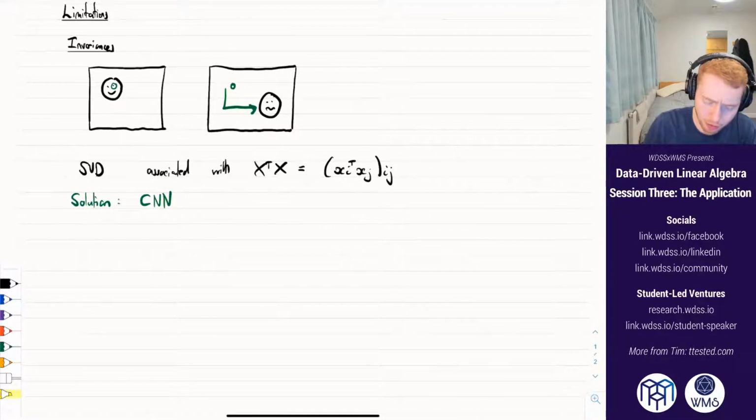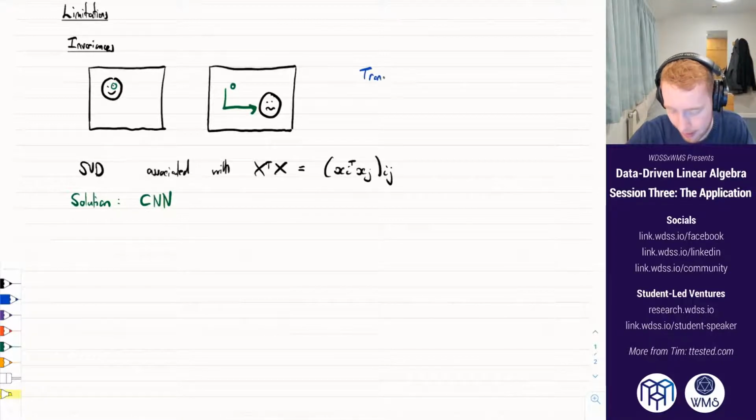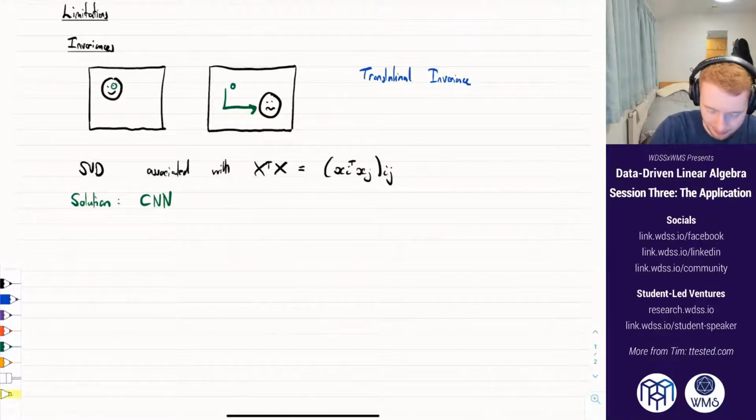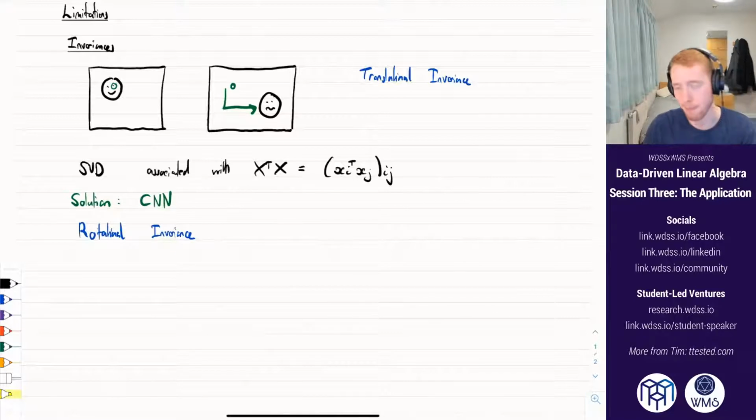So that was translational invariance, and the other type of invariance we're going to look at is rotational invariance. And this is to do with rotating an image.